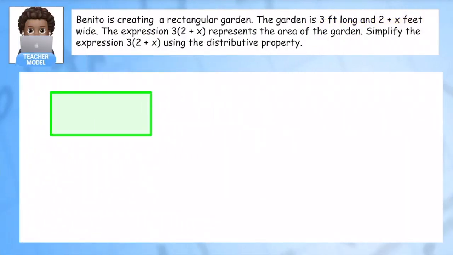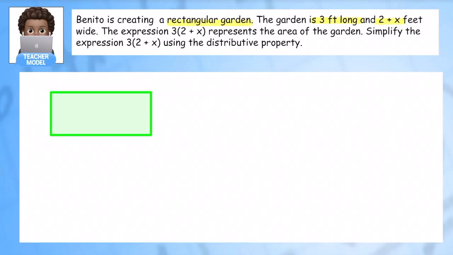We are going to look at a problem with distributive property. Distributive means I'm distributing, I'm giving things out, but we're going to see it with this model. Super cool, really helpful for simplifying expressions. So let's jump into this one. Benito is creating a rectangular garden. So see, I made it right here so you can see his garden. The garden is 3 feet long and 2 plus x feet wide.